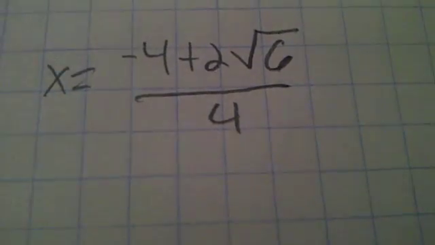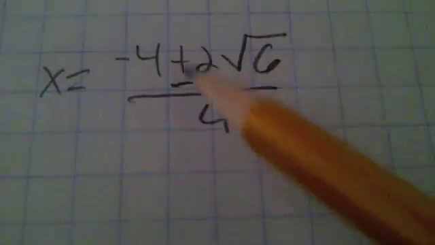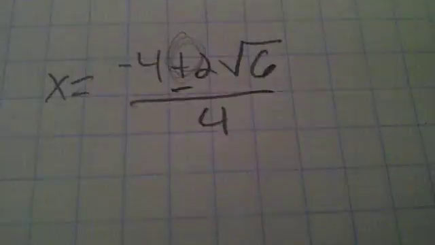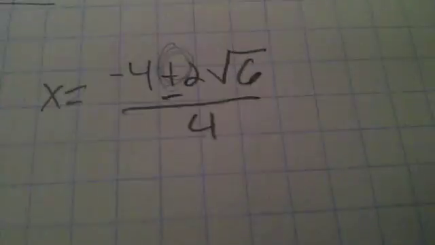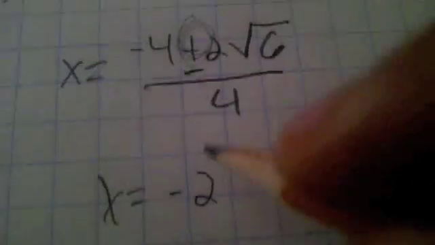Now, first, solve for the plus portion. Okay? You have the plus and minus right here. So we're gonna solve first for this portion. So it's gonna be like this.